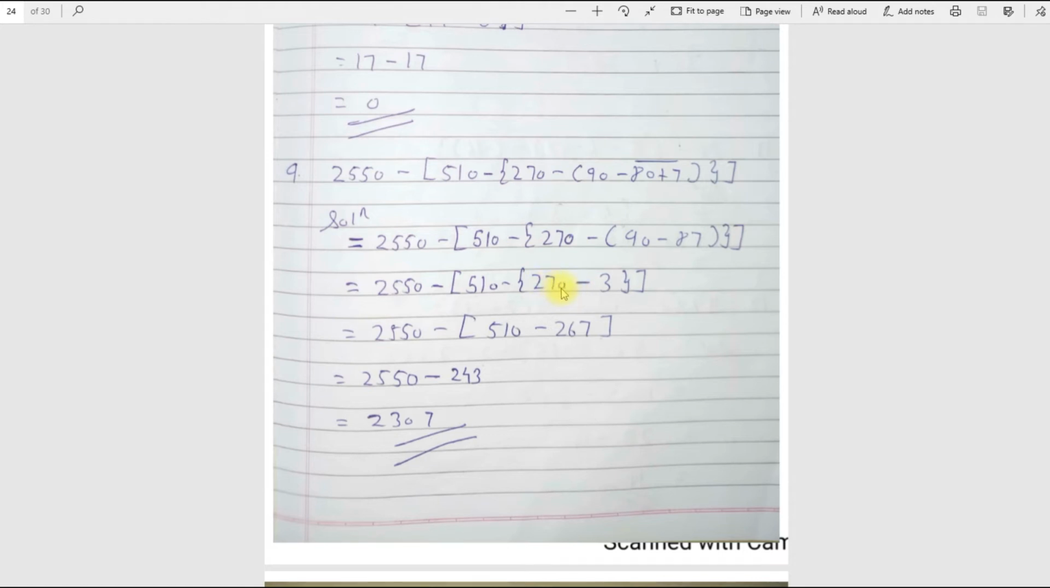Now 270 minus 3. 270 minus 3 is 267. Therefore 267 over here. This minus sign comes down. 510 minus 267 is 243. Therefore 243 over here. 2550 minus 243 is 2307. This is the final answer.